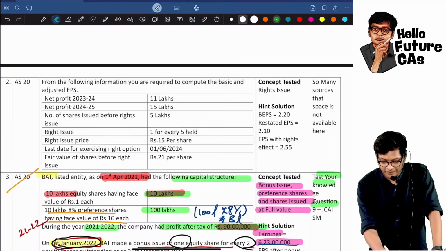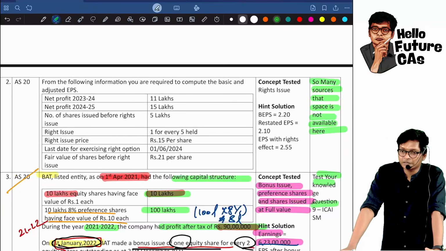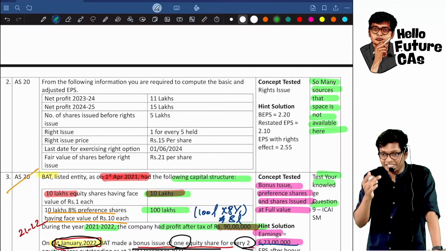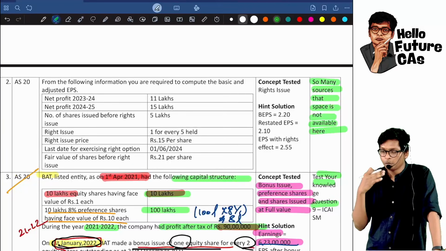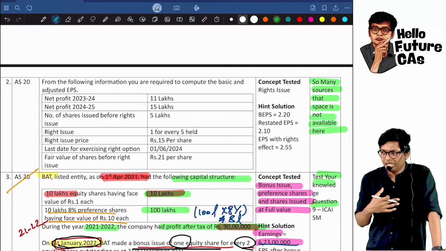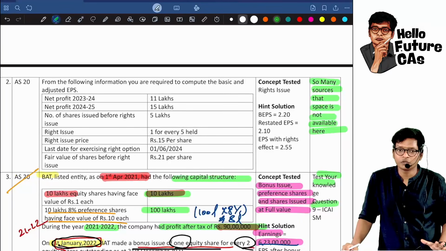I have not given sources because there are so many sources. Space is not enough in this box. Like this question, you have it in the illustration. We have one question in the study material, one in test your knowledge, and so many in RTP and MTP. And if you are lucky, they will ask you for 4 or 5 marks. All of you with me, guys?